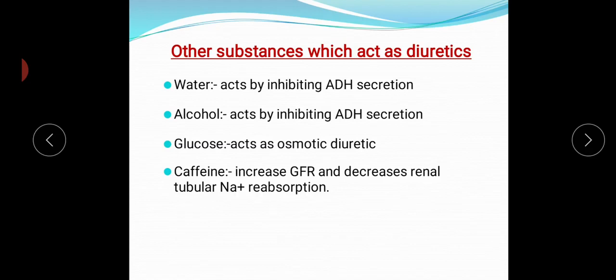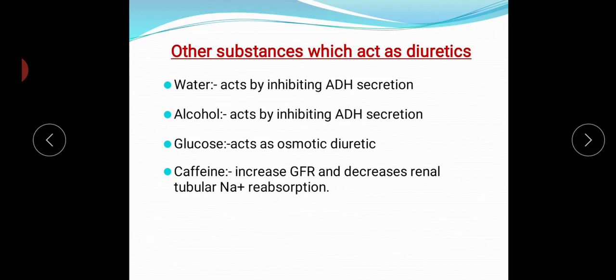And as you know, the water reabsorption from the distal tubules and the collecting duct is mainly, or solely, dependent on ADH, the antidiuretic hormone. If ADH is present in adequate amount, then water will be reabsorbed. But if ADH is less, then water is not going to be reabsorbed from this portion, the distal tubules and the collecting duct, and it will cause diuresis. So excess water in the body will decrease the ADH secretion from the posterior pituitary.